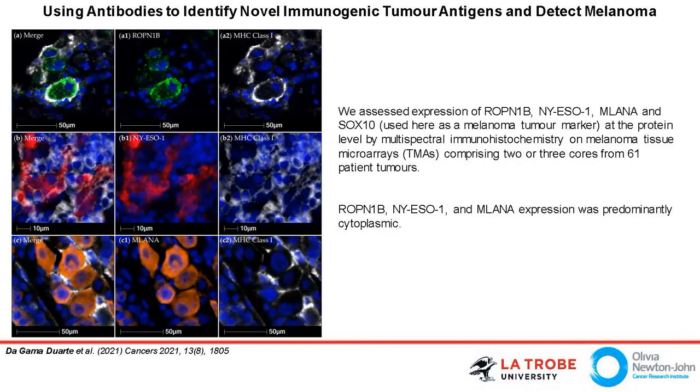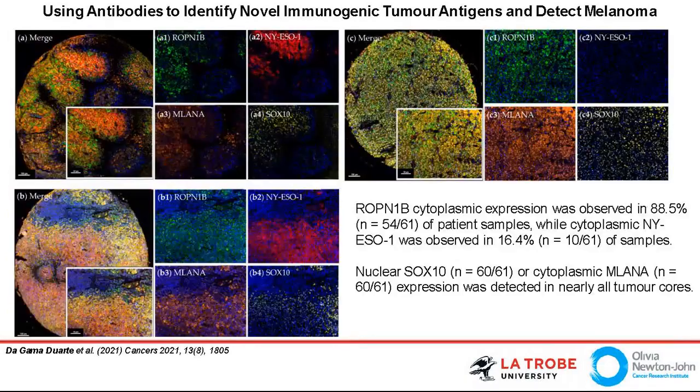We went on to look at protein expression of our targets, and simultaneously we also added in just classic markers for melanoma, including MelanA and SOX10, so they're often used as a melanoma tumor marker. And here we confirmed that the expression of roprin and ESO was predominantly cytoplasmic, which is important when you want to think of downstream approaches. And that was again using the third cohort of 61 patient tumors.